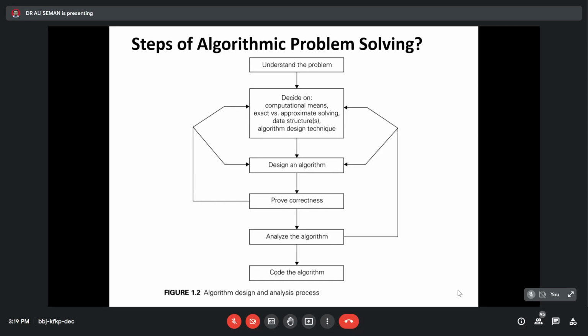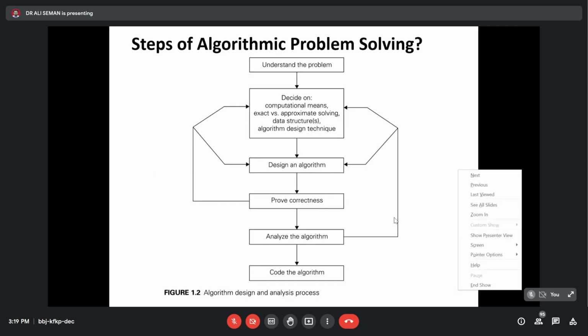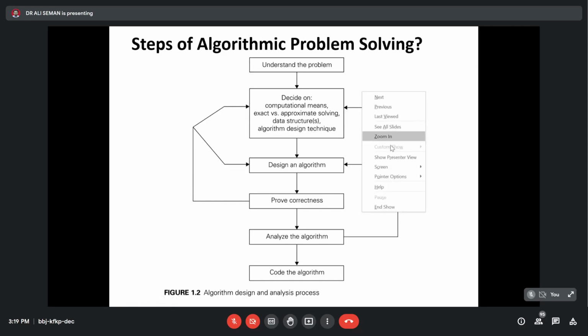Okay, steps of algorithmic problem solving. The first step, in general, is that you need to understand the problem. Basically all the problems come from mathematical problems, that's why you need to understand mathematics. Okay, understand the problem, and next is decide on the computational means, whether it is exact or approximate solving.